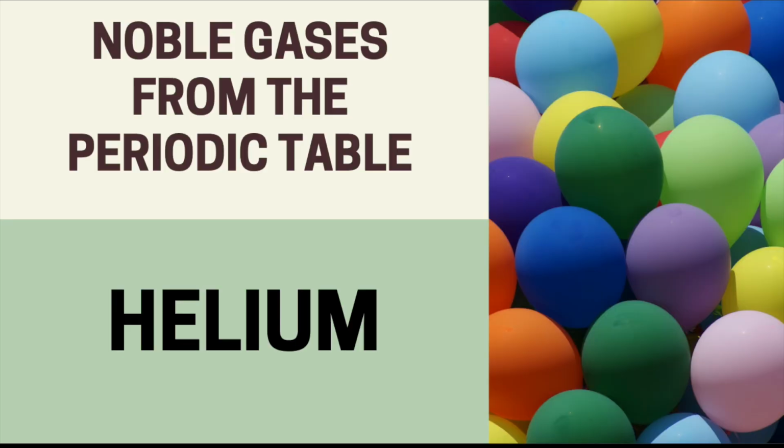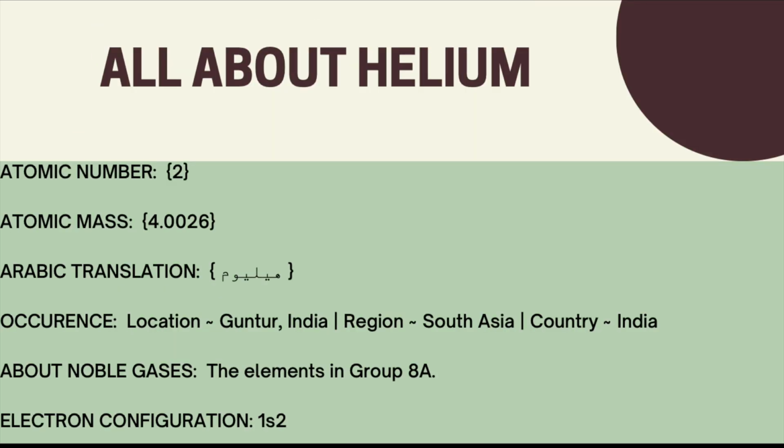Noble gases from the periodic table. Helium. Now let's learn a bit about helium. The atomic number of helium is 2. The atomic mass is 4.0026, and the Arabic translation of helium is helium.